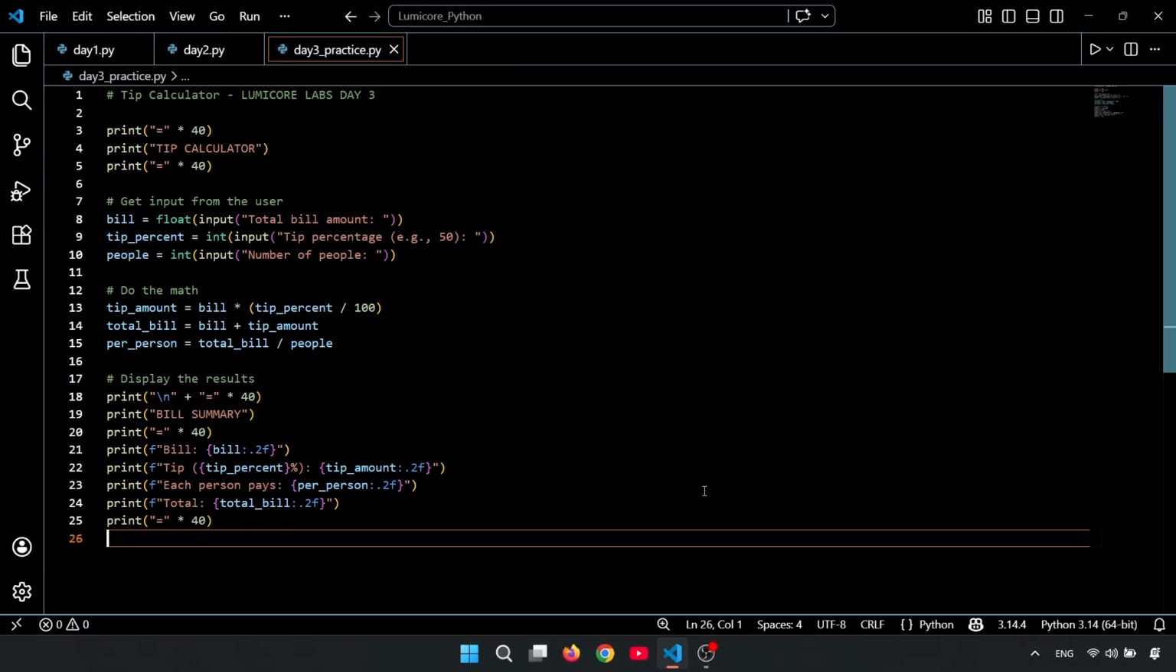Excellent work today. You just built a genuinely useful tool, a tip calculator you could actually use at a restaurant. This is what programming is about, solving real problems. In the next video, we're diving deeper into data types and type conversion, understanding exactly what float, int, and str are doing under the hood.